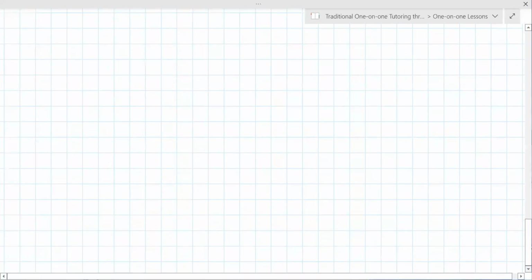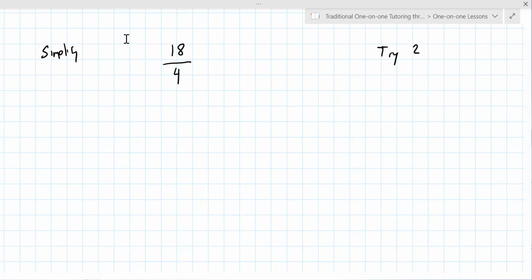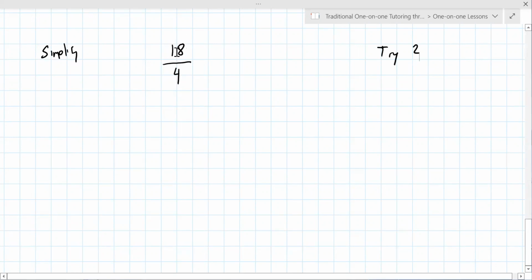Let's say it said to simplify or reduce 18 over 4. You always try 2. Are these both divisible by 2? Is 18 even? Yes. And is 4 even? Yes. So that means you have to divide both the top and the bottom by 2. I have more of a problem when they're not, because usually I'll just cut them in half. Well, we're building up to that.